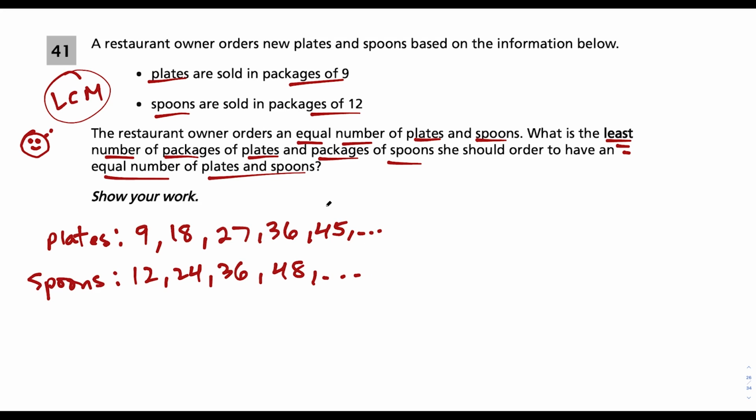But the goal is to have an equal number of plates and spoons. So the first time that these are equal is at 36. So that's what's jumping out at me right away. But the actual question is, what is the least number of packages of plates and spoons she should order to have an equal number of plates and spoons?